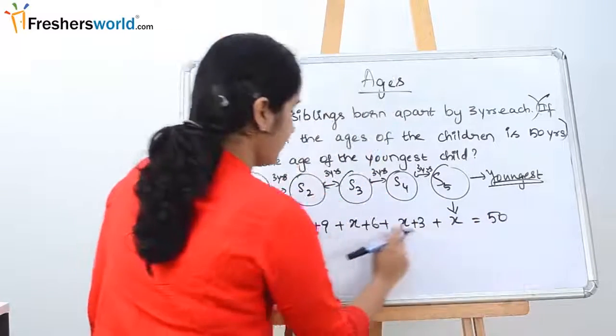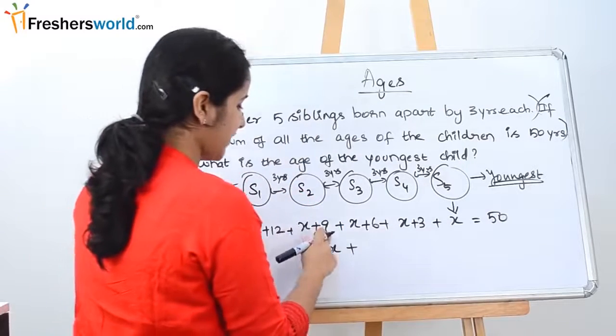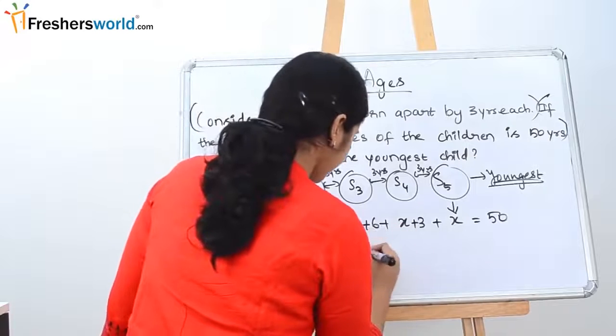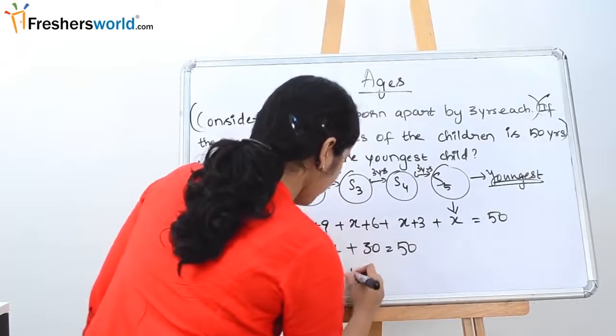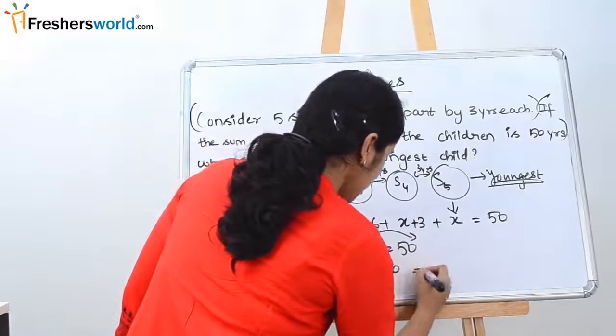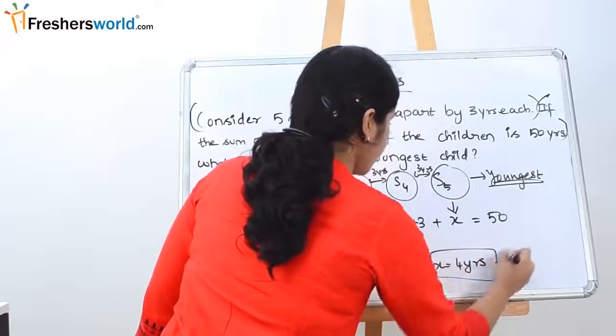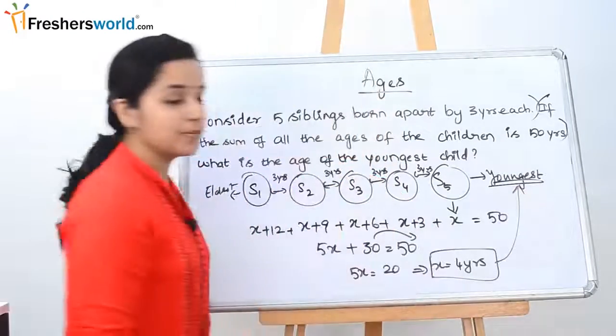So 1, 2, 3, 4, 5. So 5x plus 12 plus 9, 21, 27, 30 is equal to 50. 5x is equal to 30, we are taking that side. 50 minus 30 is 20, and x is equal to 4 years. So the age of the youngest child is nothing but 4 years.